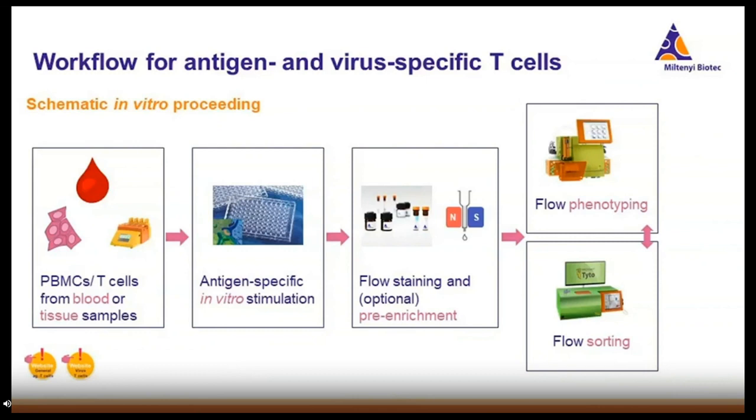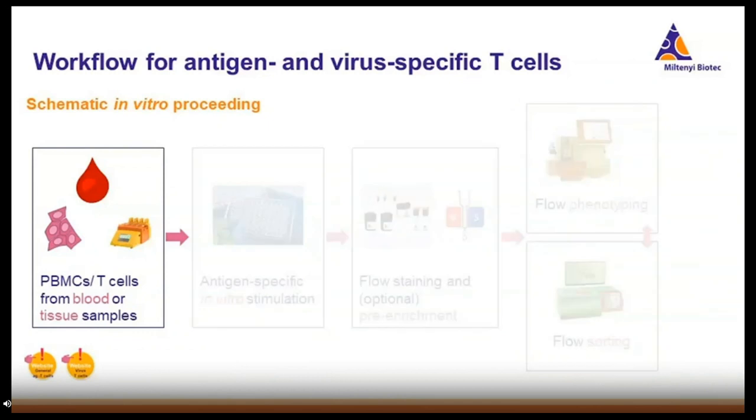And finally, the cells will then be analyzed, for example, via flow cytometry or further sorted on a specific cell sorter. And you can find a very good overview of the whole antigen and virus-specific T cell workflows, including protocols and other product solutions on our application websites by following these links here in the bottom. So now we will quickly go through the different steps of this workflow. And of course, successful experiments, and you probably know this better than me, always start with efficient sample preparation.